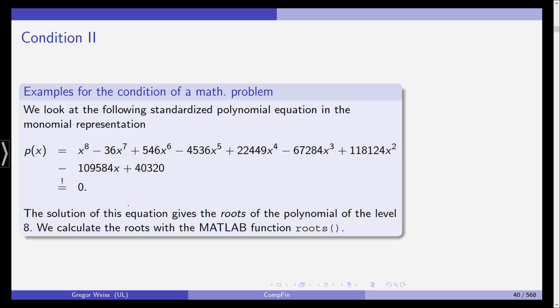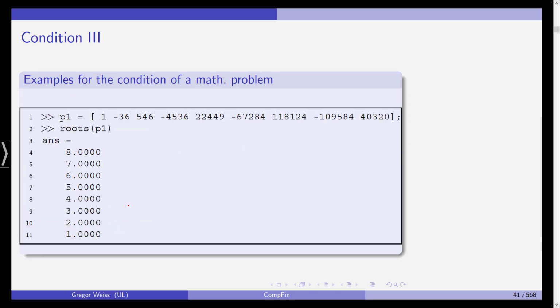And we calculate the roots using the Matlab function roots. And as you can see, we already know that this is probably a slight error at the 16th decimal place, but it looks pretty good. And actually, this is the way I constructed this polynomial.